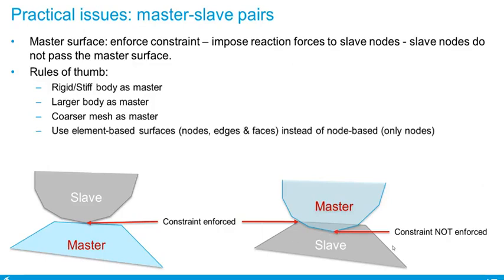If you have a finer mesh as master, then you could very well have nodes undetected by the slave surface. Another suggestion is to use element-based surfaces, which means that these surfaces contain nodes, edges and faces. They have more information. It's sort of a net instead of node-based, which only contains nodes. And then once you have these element-based surfaces, you can use them to form contact pairs. And these would help to prevent this kind of outlier nodes that go unconstrained.